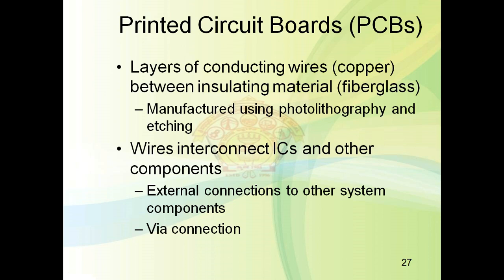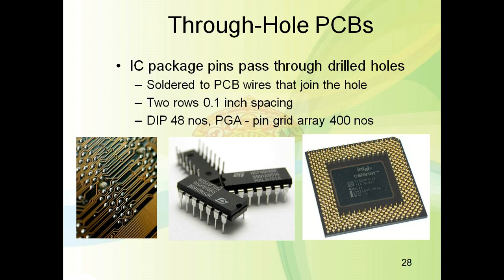Now we will see the different types of PCB. There are different types of PCB. First is the through hole PCB, then the surface mount PCB, and multi chips. We will start with the through hole PCB. You know that a PCB may have multiple layers.